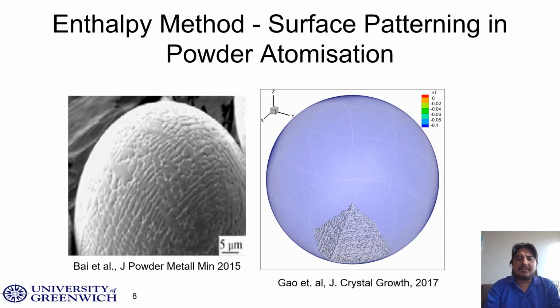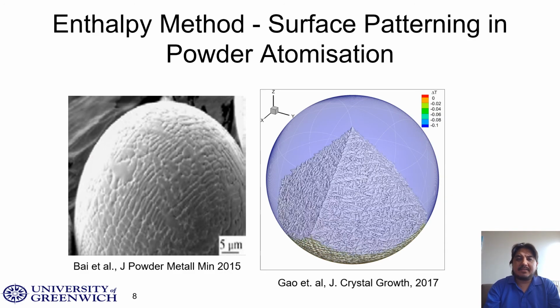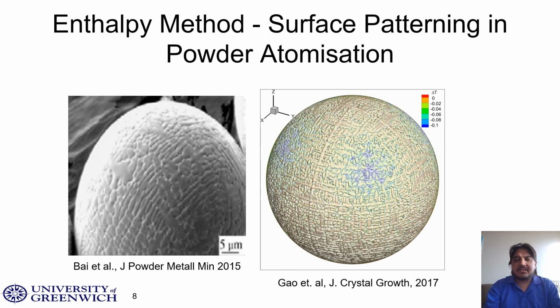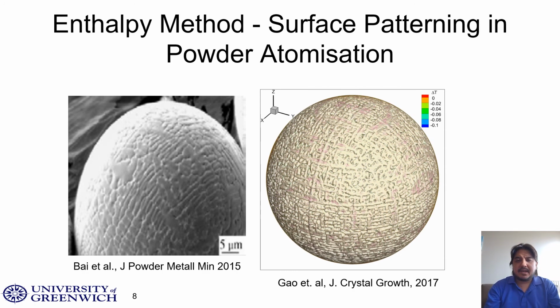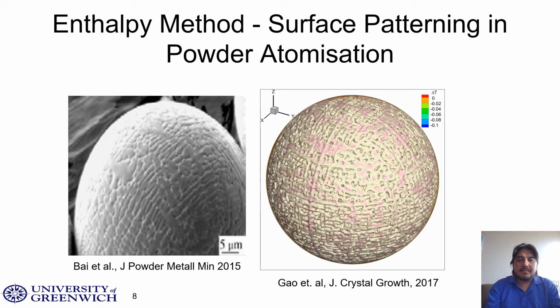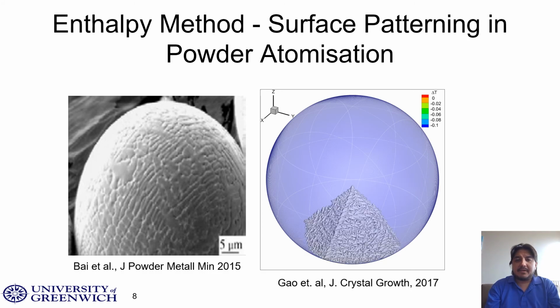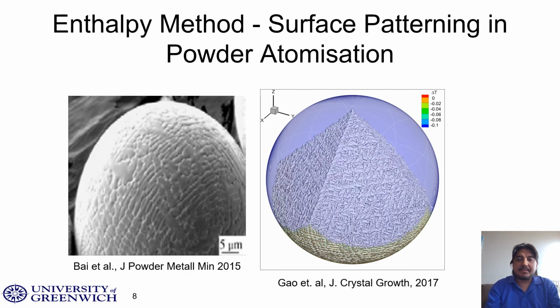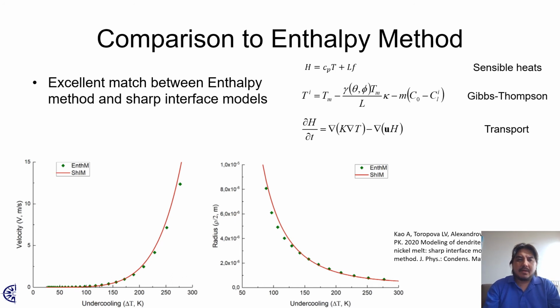One of the methods we have used to compare the dendrite tip shape to is the enthalpy method. Normally, we have used this on large-scale problems. An example here is surface patterning and powder atomization. But we've also found that it works very well at the smaller length scales looking at the dendrite tip. And so, for example, in a recent paper that we published in the Journal of Physics: Condensed Matter, we were analyzing the tip velocity and tip radius as a function of undercooling, and we found that the enthalpy method was able to provide an excellent match to sharp interface models.